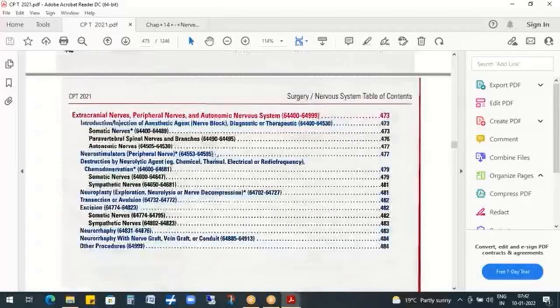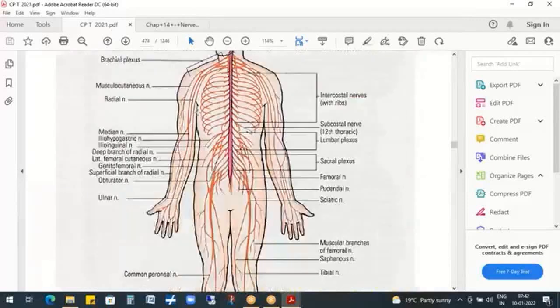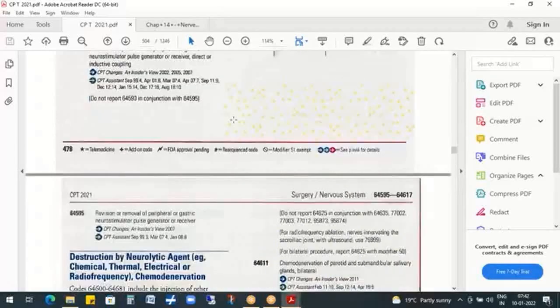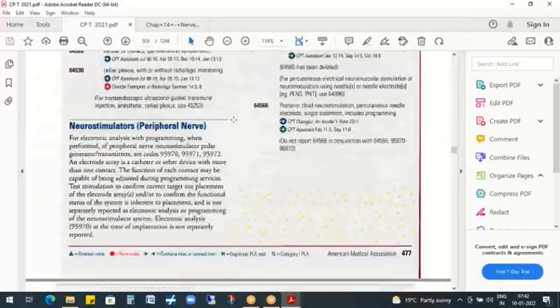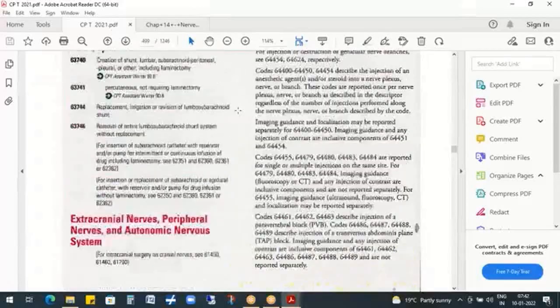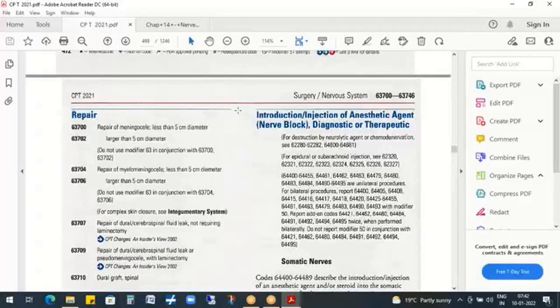Now, can you see the code descriptions? Go to page number 473. Are you there, everybody? Yes, sir.